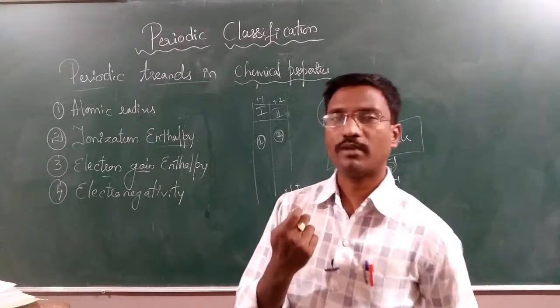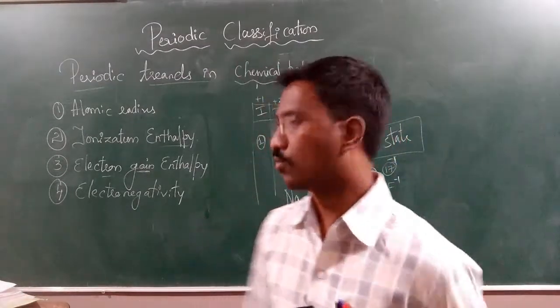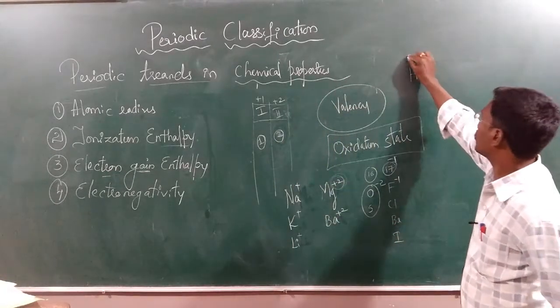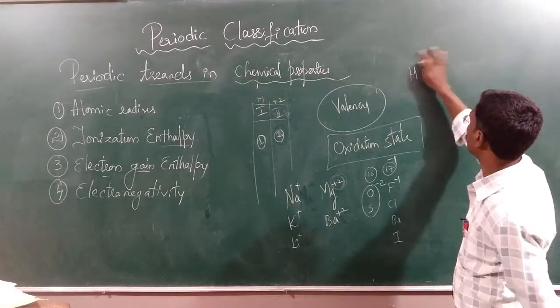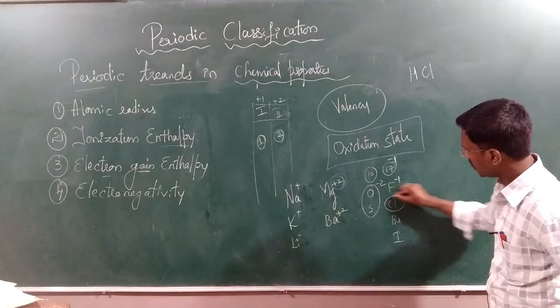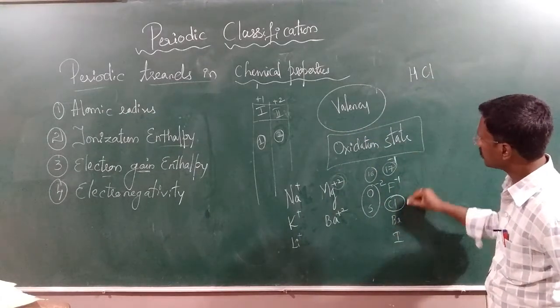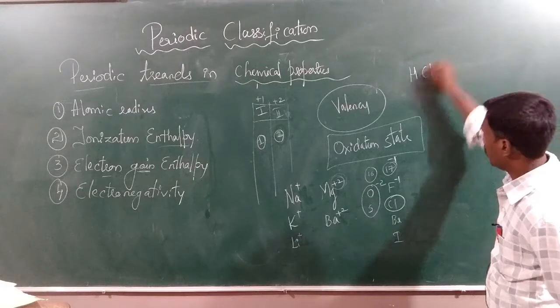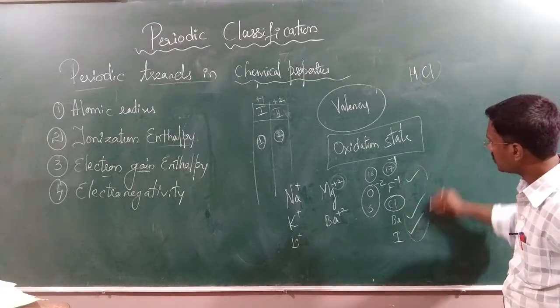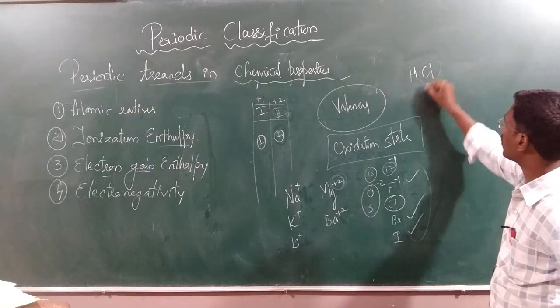What is the chemical property? Whenever hydrogen combines with chlorine, hydrogen carries plus 1 and chlorine carries minus 1, and together they form HCl. So Cl comes here. Whenever, instead of chlorine, fluorine or bromine or iodine reacts, these elements are going to form the same formula.